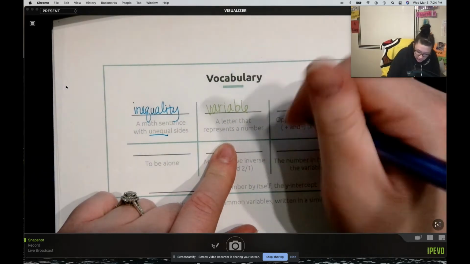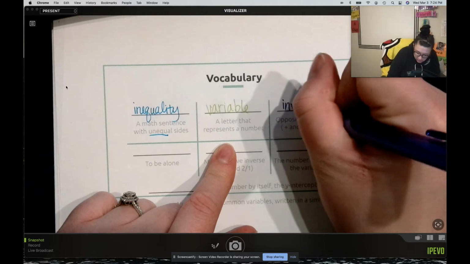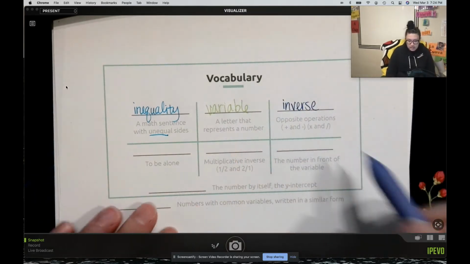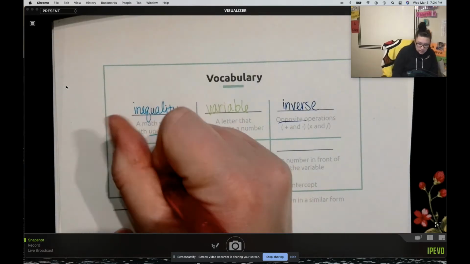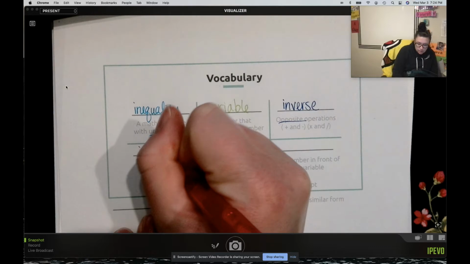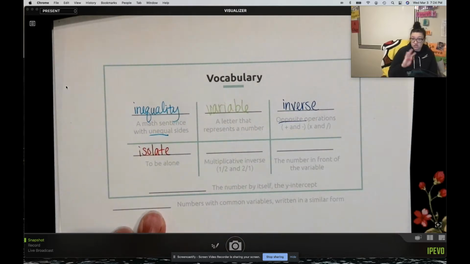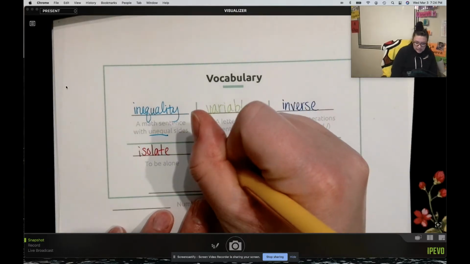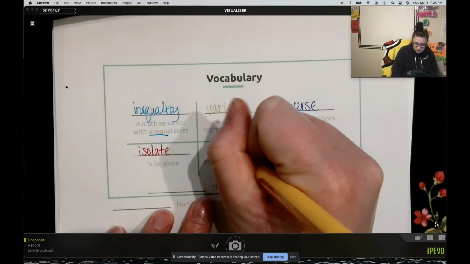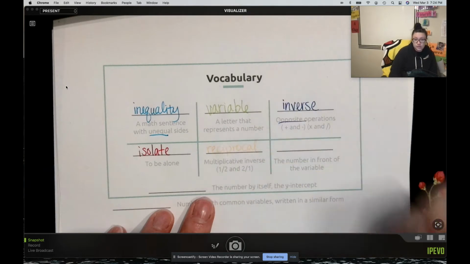Opposite operations are inverse operations like addition and subtraction, multiplication, division. Again, opposite being the key word there. To be alone is to isolate. We're trying to isolate the variable still. Same steps as before. The multiplicative inverse, to get rid of a fraction when it's in front of the variable, is the reciprocal.